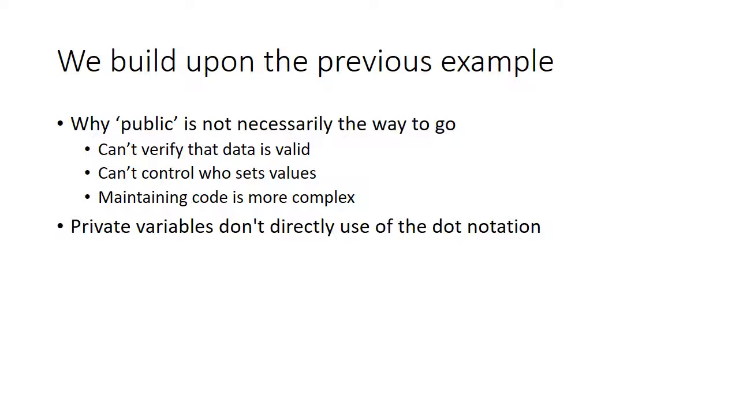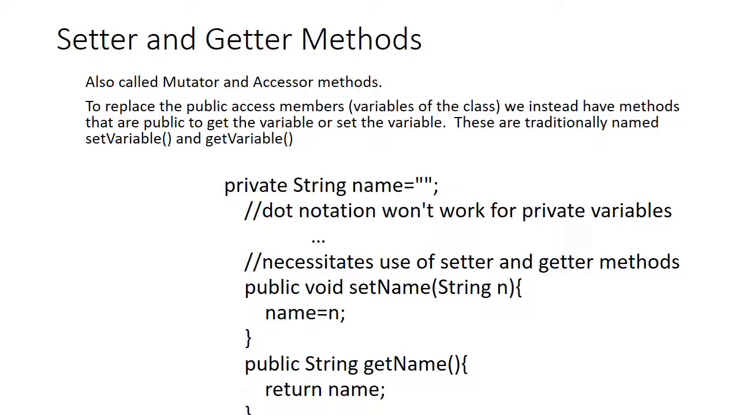One thing that you will notice is that once you make variables private, you can't use the dot notation directly. So we have a way around that. When you don't have public access to the member variables, we instead have to have a way to access them. So what we do is we develop methods that are public to get at the variable or to set the variable. These are traditionally called set, whatever your variable name is, and get, whatever your variable name is, and they're collectively called the setter and getter methods. They're also called the mutator and accessor methods.